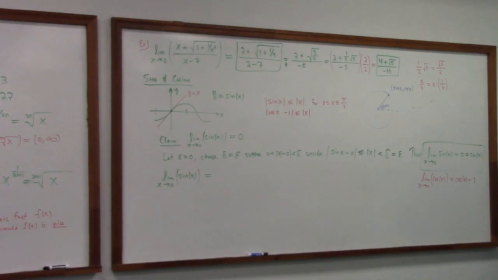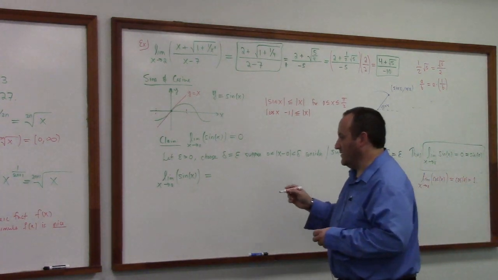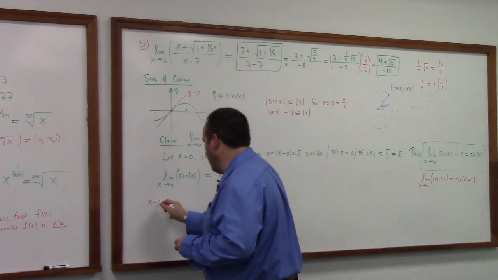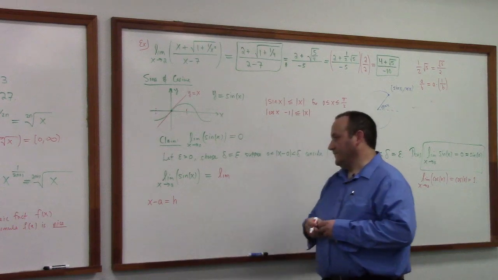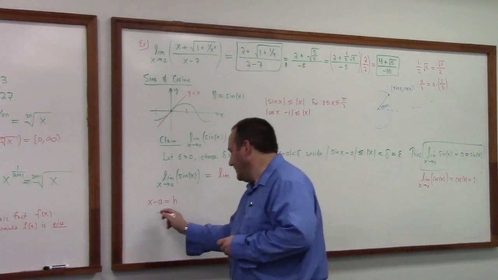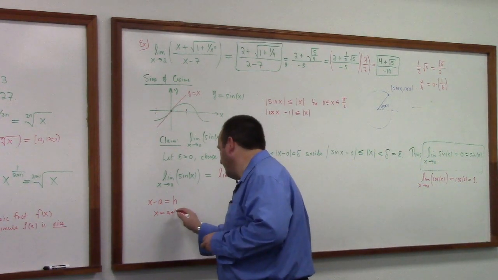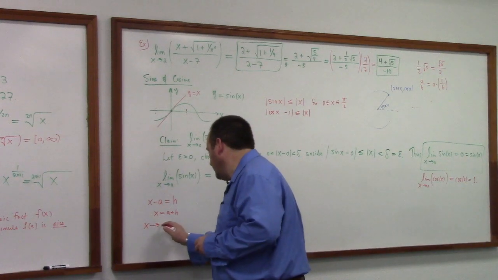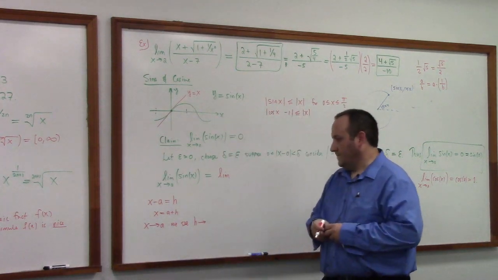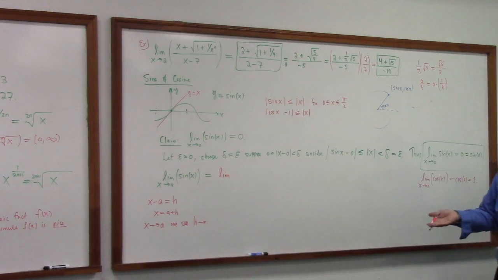So what I'm about to show you is a pretty neat trick. We can make a substitution. If we let x minus a equal h, what's x equal to? x would be equal to a plus h, right? And if x goes to a, what does h go to? If x is approaching a, and h is equal to x minus a, what is h approaching?